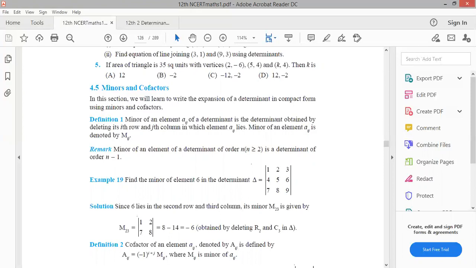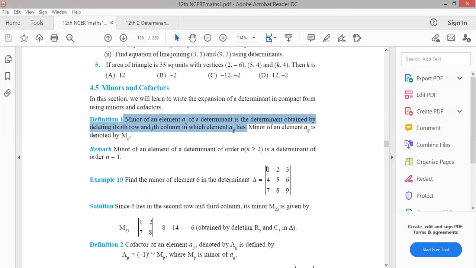So we will here go through the definition of the minor. Minor of an element Aij of a determinant is the determinant obtained by deleting its ith row and jth column in which the element Aij lies. The point that I'm going to discuss here is, for example, you have an element Aij and you want to find its minor. We have to take the determinant by deleting the ith row and jth column of the same determinant. The subdeterminant so obtained is called the minor of the given element.